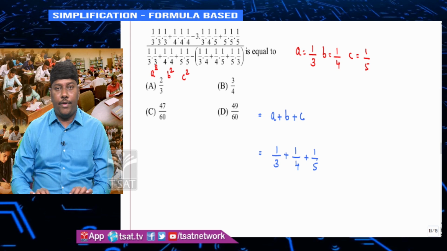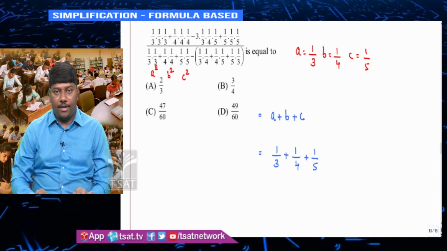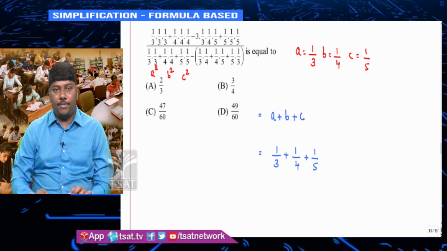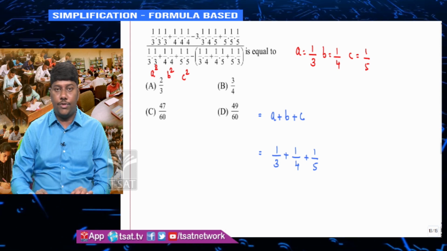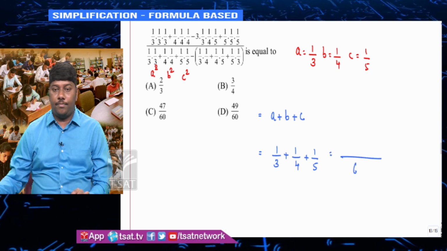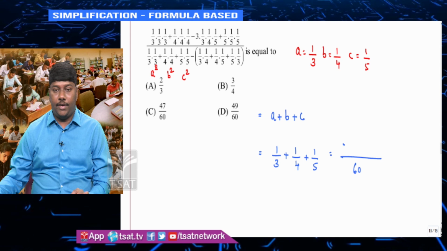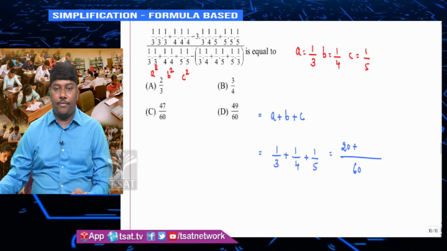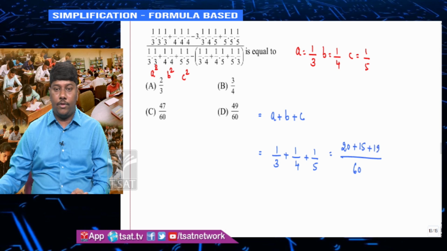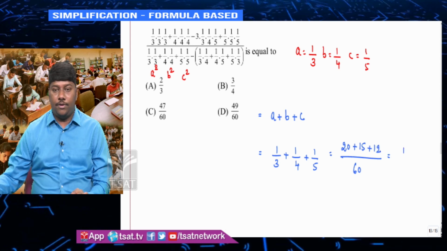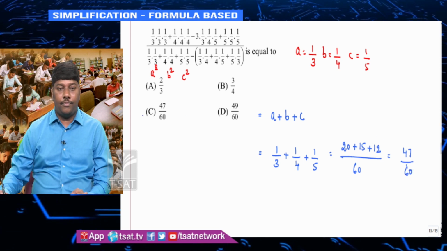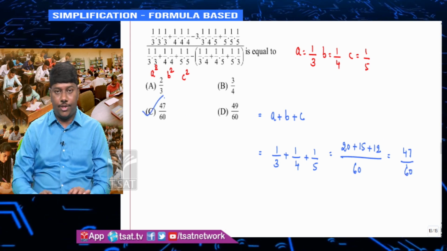It is in the form of a cube plus b cube plus c cube minus 3abc divided by a square plus b square plus c square minus ab minus bc minus ca, which is equal to a plus b plus c. Take the LCM as 60. 4 into 5 is 20, 3 20s are 60, 4 15s are 60, 5 12s are 60. Therefore, it is going to be 47 divided by 60. So the answer is 47 divided by 60.